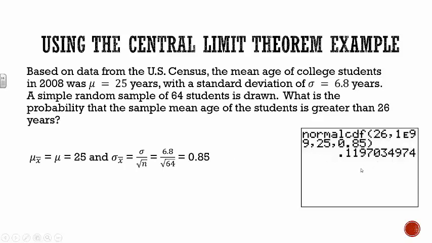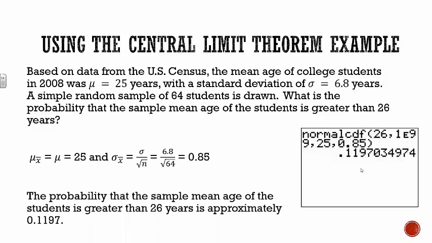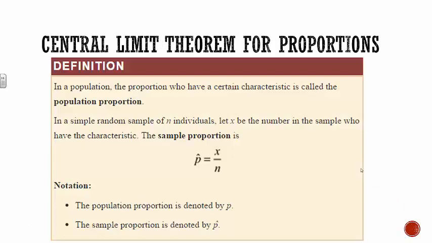Plug that into our calculator, we get 0.1197, and that basically just says that the probability that the sample mean age of a student is greater than 26 years is approximately 0.1197 or 11.97%. We can do the same exact thing for proportions.